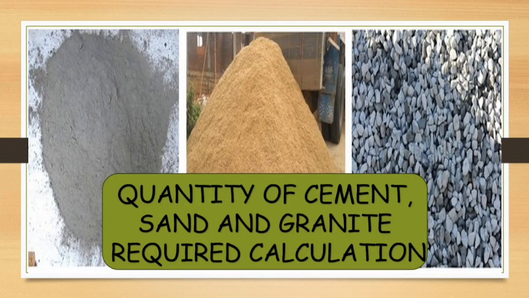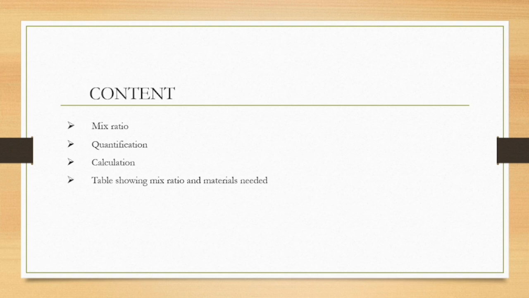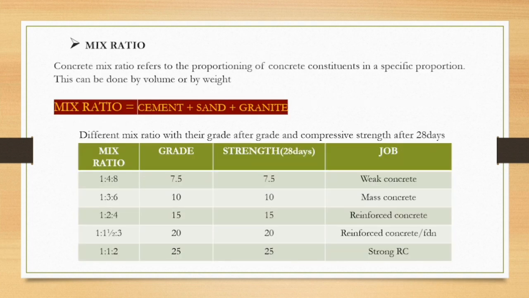So just like I said in the introductory part, what we'll be doing today is to know the quantity of cement, sand, and granite required for a job. So in this video, we are going to be doing the calculation just as if we are doing it on site. So let's go to the content of today's video. In the content, I have mix ratio, quantification, calculation, and a table showing mix ratio and materials needed. So in this video, I'm going to be taking you through these four contents. These four contents will give us what we need in calculating the quantity of material we need for our job. So let's go to the first content, which is the mix ratio.